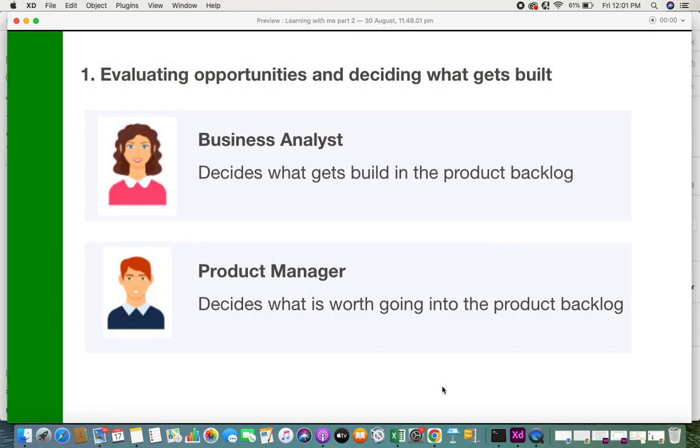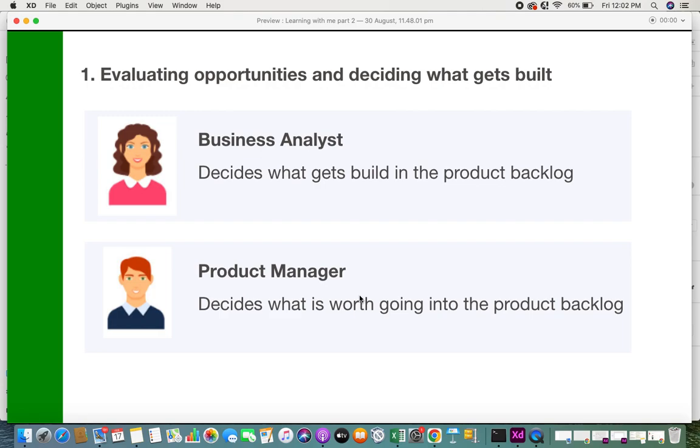So, the very first responsibility of a product manager is evaluating opportunities and deciding what gets built. If you see business analysts, they decide what gets built in the product backlog. You have a backlog or you get any requirement. Usually, business analysts working with product owners collect the requirements and then add them to the backlog. Then they decide what gets built in the backlog, whether it's in the first iteration, second, third, and so forth. That's the responsibility of a business analyst.